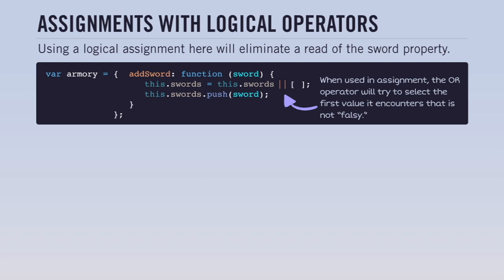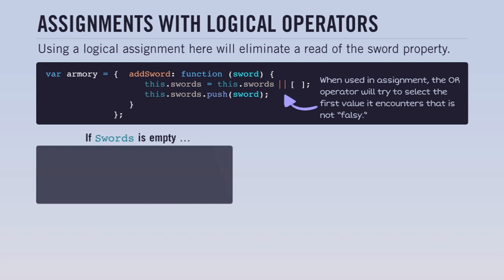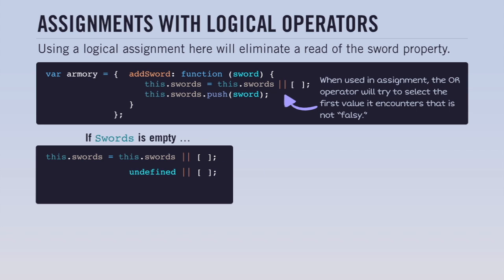Since this may be new for you, let's take a look at what happens if the swords property is empty and does not exist. If this.swords is set equal to either the existing property or the empty array, what will happen when we get to this.swords? It will be undefined. That is falsy. The OR operator will ignore it and instead select the empty array, which is not falsy. So what happens as a result? The empty array gets assigned to this.swords.